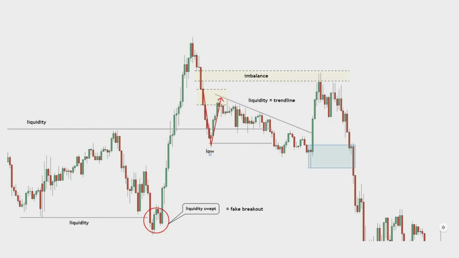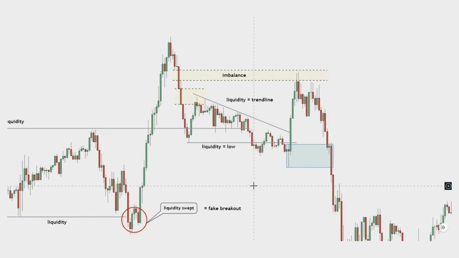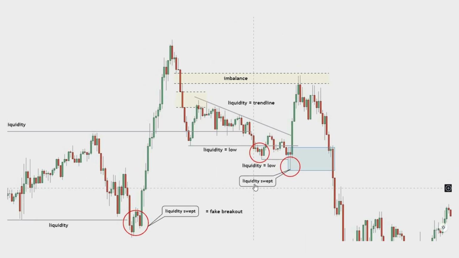We have here another example of liquidity. The low that has been created at the support zone is a liquidity level 2. It's the second type in the illustration that we made in the beginning of this video. We have a liquidity swept, followed by another liquidity low, and liquidity swept again.